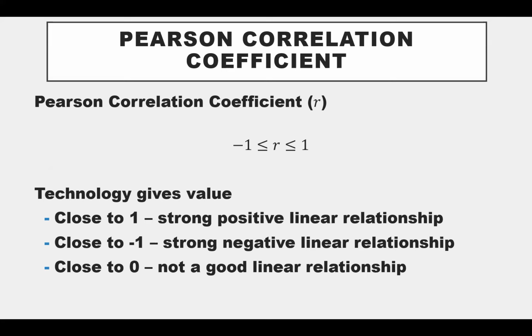So closer to -1 and closer to 1 are the better fit values. And if we're close to 0, then it's not a good linear relationship. It might be a different type of relationship, but it's not good at being a linear relationship.